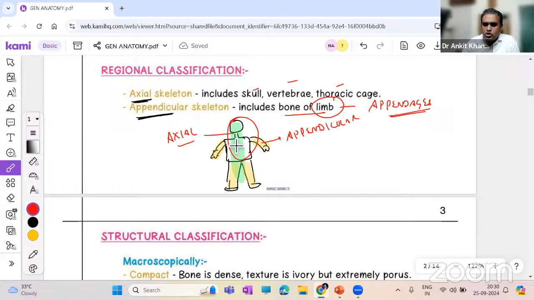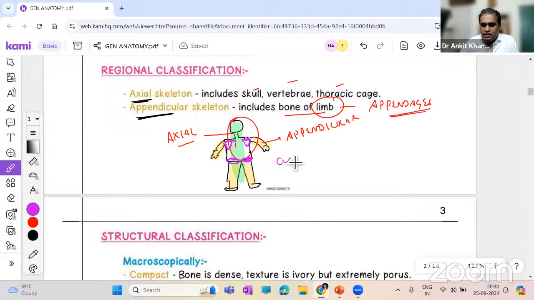Now the bones which are joining the axial to the appendicular skeleton. There are a few bones over here. For example, there's a scapula bone behind, a clavicle in front, then a hip bone over here. These clavicle, scapula and hip bone are between the axial and appendicular skeleton. So anatomically, which category would we put them under is the question.